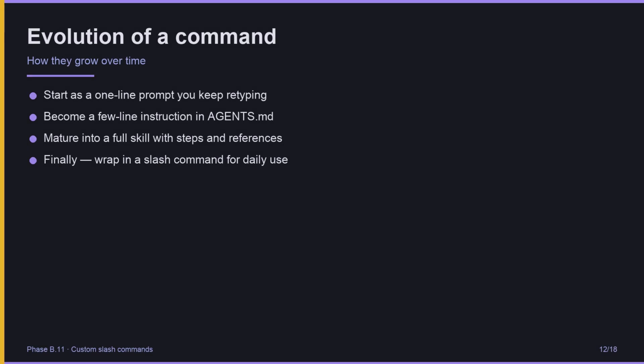Evolution of a command. Most start as a one-line prompt you keep retyping. Become a few-line instruction in agents.md when you realize it's a preference. Mature into a full skill with steps and references when you realize it's a procedure. And finally get wrapped in a /command when you use it daily. The journey from retyped prompt to /command is natural, don't force it.